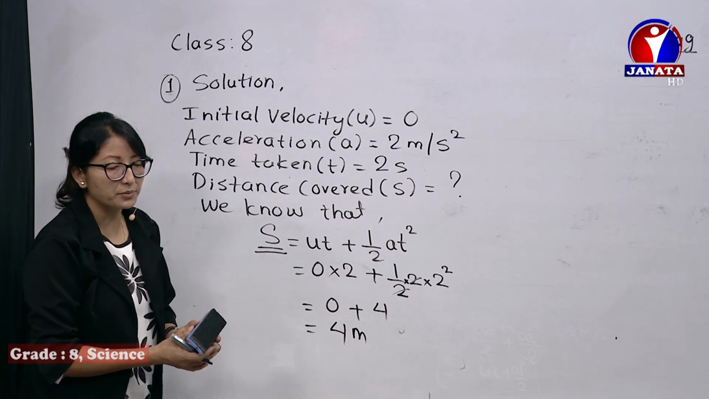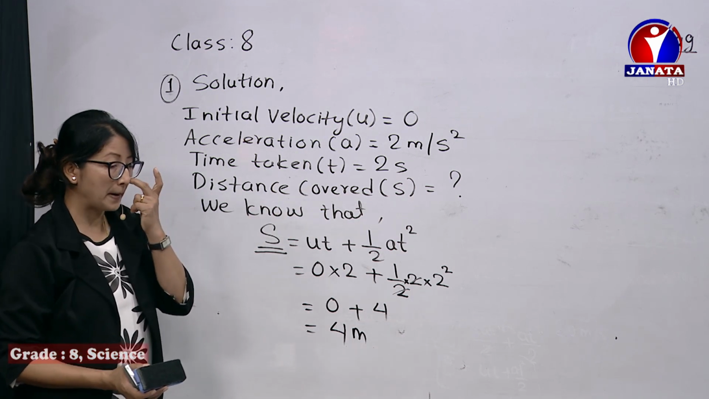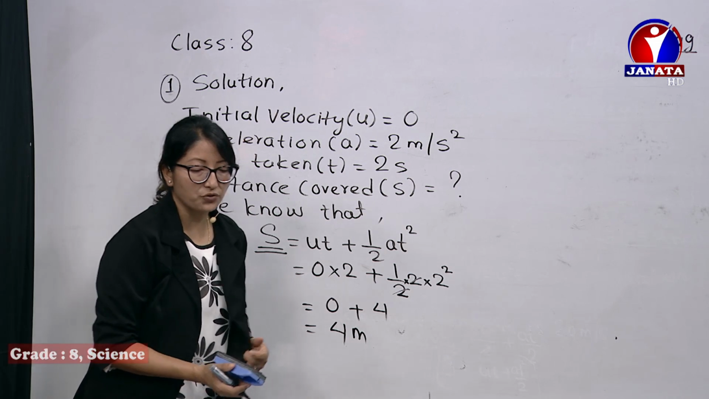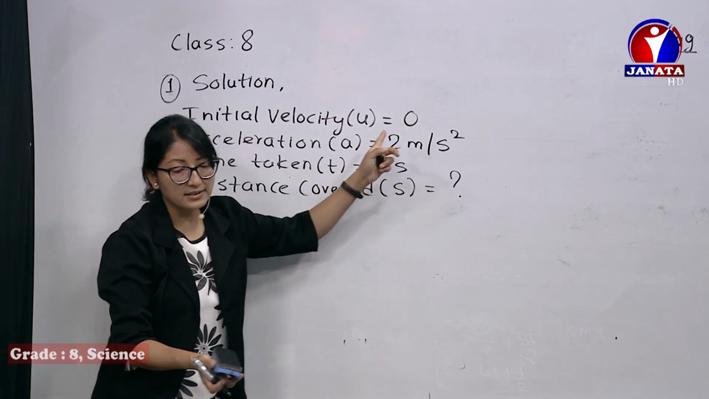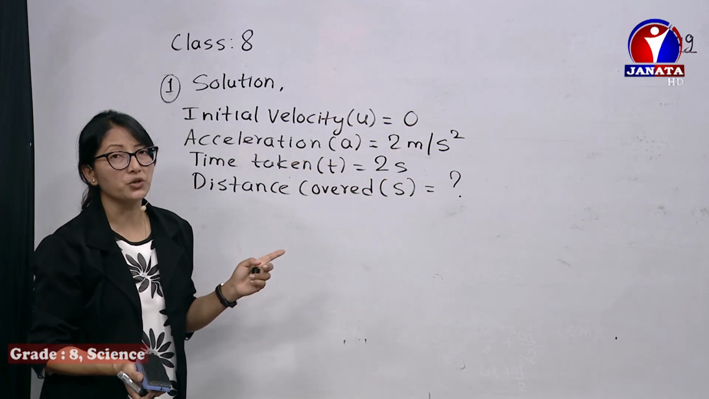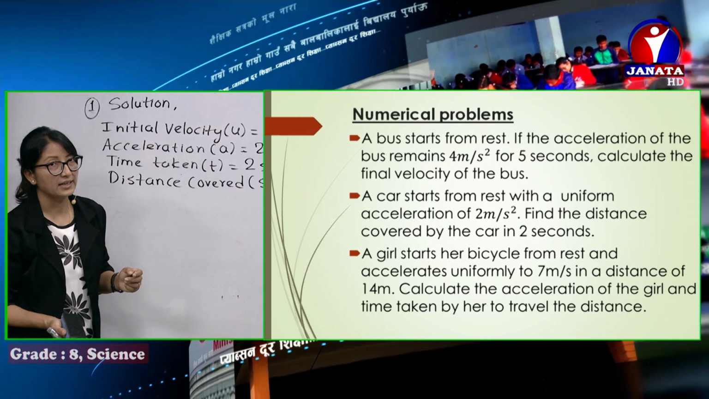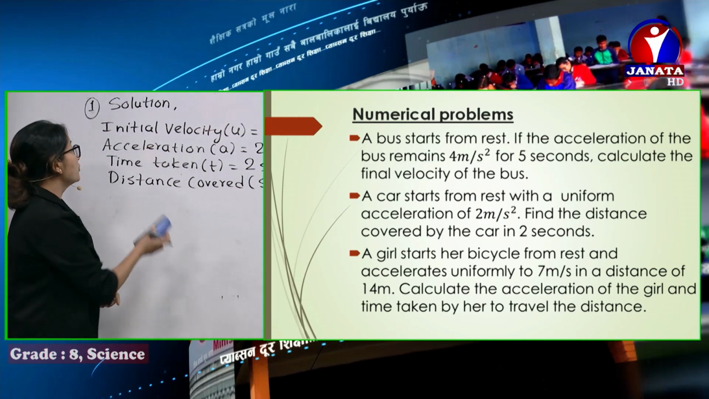The last one now, number 3. A girl starts her bicycle from rest and accelerates uniformly to 7 meter per second. Now let's solve this one also. Here it's clearly given. It starts again from rest. The girl starts her bicycle from rest. So initial velocity is 0 and accelerates uniformly to 7 meter per second. That means that is its final velocity.